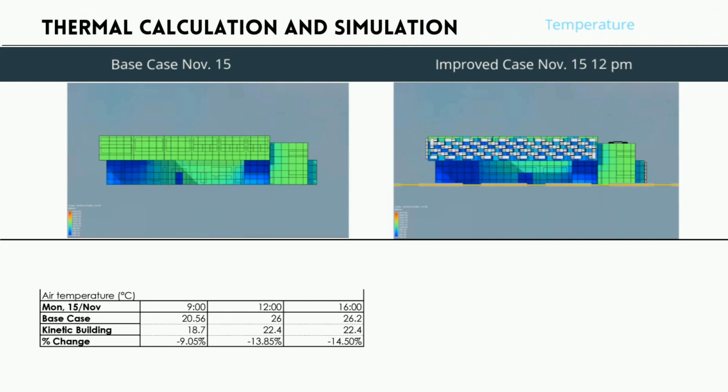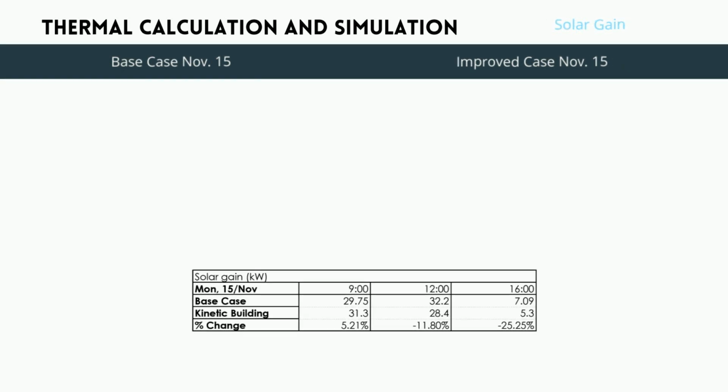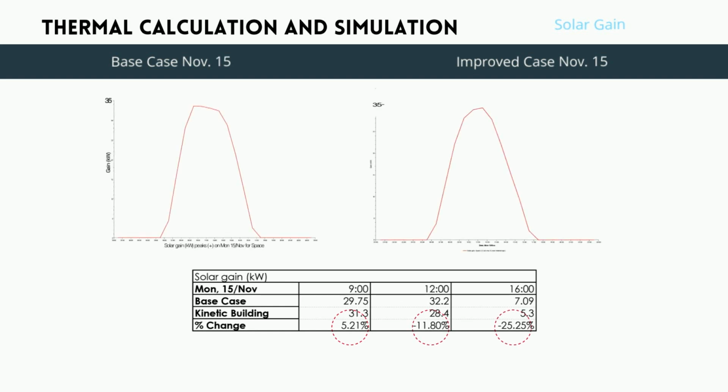For autumn scenario, temperature was reduced by 9% at 9 a.m., 13% at 12 p.m., and 14% at 4 p.m. As for solar gain, it was increased by 5.2% at 9 a.m., reduced by 11% at 12 p.m., and reduced by 25% at 4 p.m.